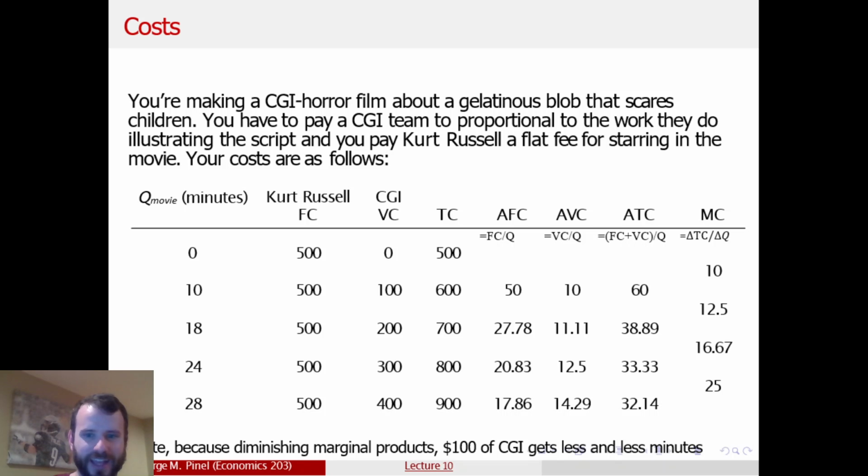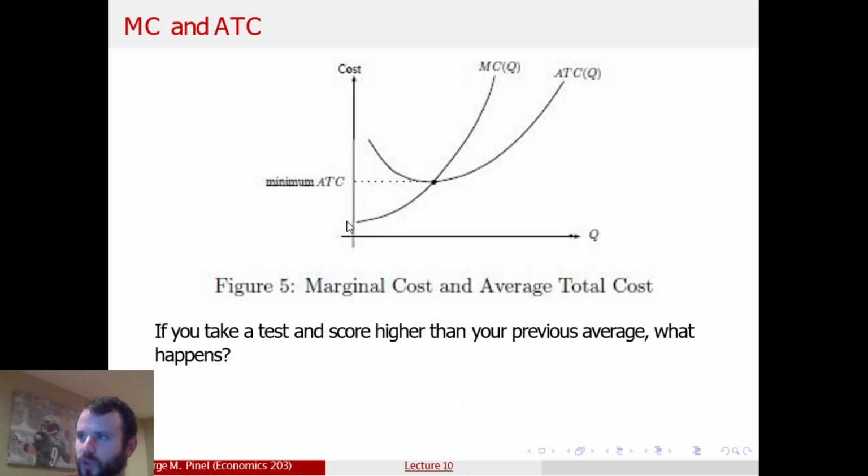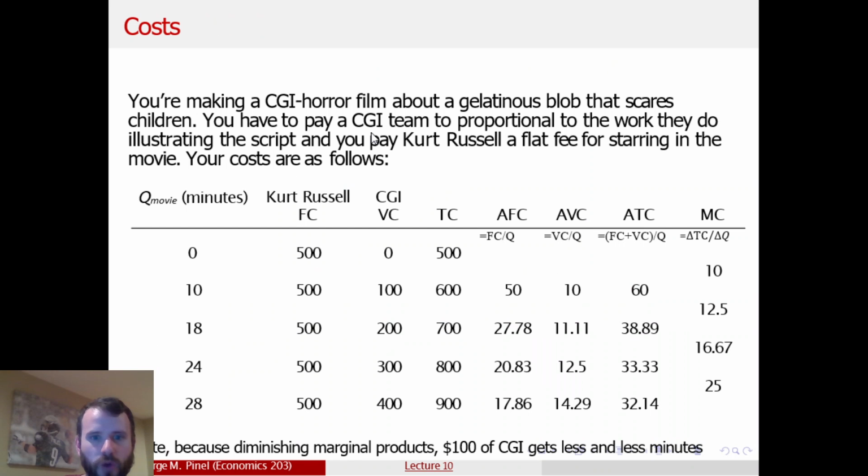So 0 to 10, it's 10. 10 to 18, it's 12.5. 18 to 24, your marginal cost is 16.67, etc. So your marginal cost per quantity is going to be increasing. Okay. Your average total cost, it starts actually pretty high. Why does it start pretty high?